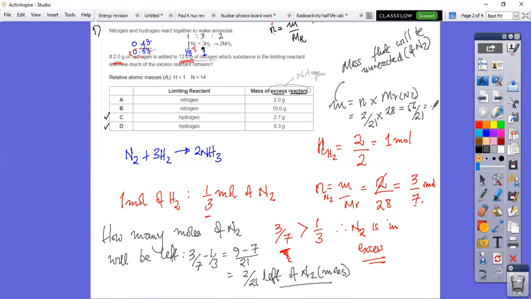56/21. The answer should be 2 point something, not sure what that is. But without doing much, I can see that it definitely can't be 9, because 56 divided by 21 is definitely not 9. It's closer to 2.7 more than anything. Therefore, the answer would be C.